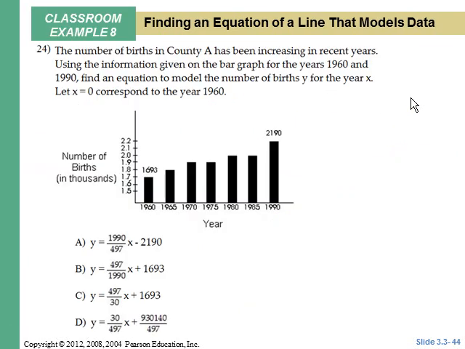Okay, this one, all the information is given. X is 1960. So our 1960 to 1990 is 30 years. 2190 minus 1693 is 497. 497 divided by 30 is our slope.